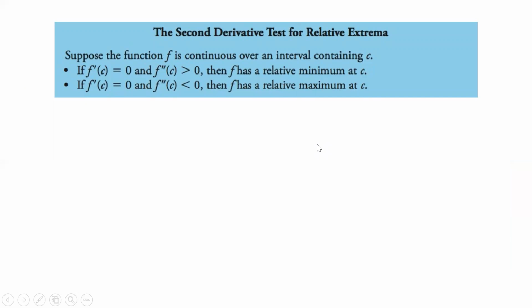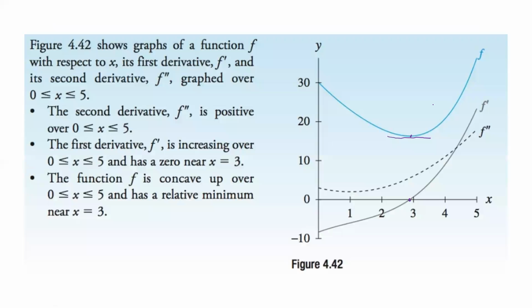All right, so our second derivative test for relative extrema. Suppose we have a function f that is continuous over an interval that contains c, so you have to have c somewhere in that interval. If the first derivative is equal to 0 and the second derivative is greater than 0, then f has a relative minimum at c.